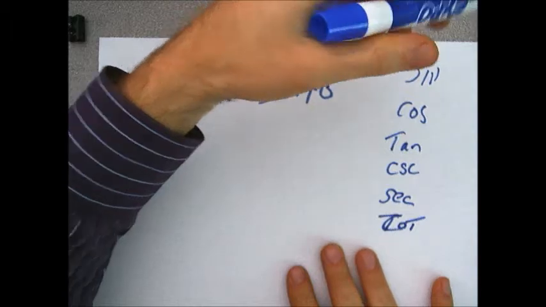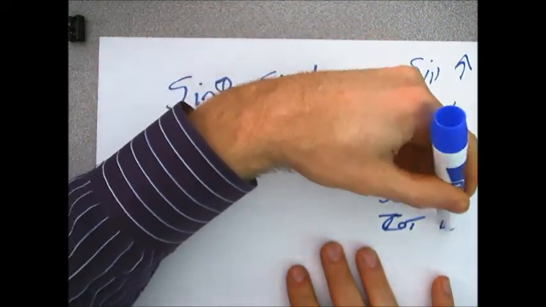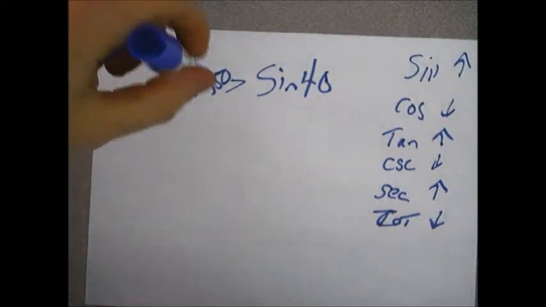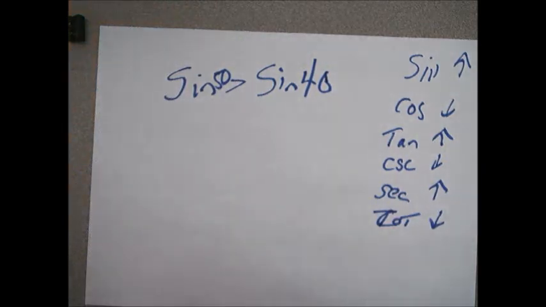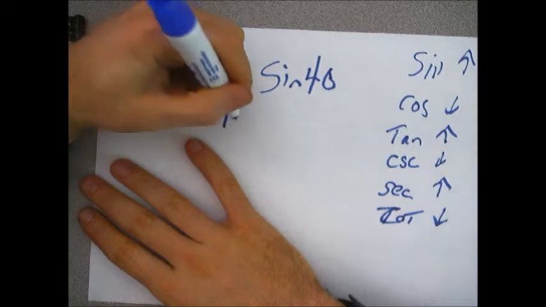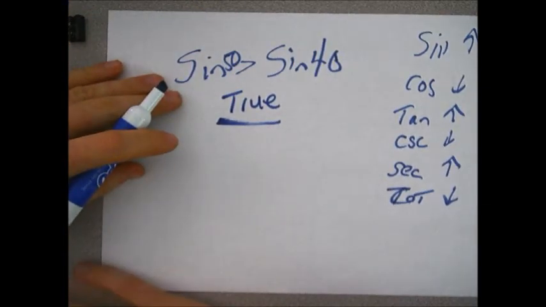Would you say all the C's go down? So we learned which went up and which went down, where all the C's went down, and we went through each angle individually and pieced together why that happened. So in this case, from 0 to 90, sine increases, which means sine of 50 would be bigger than sine of 40. So this one is true. And let's look at another one.